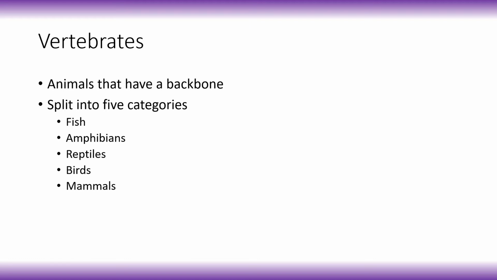We'll think about these as something that fits into one of these five broad categories. So we know that vertebrates have a backbone, but they can still be split into five categories beyond that. And so the five categories are fish, amphibians, reptiles, birds, and mammals.